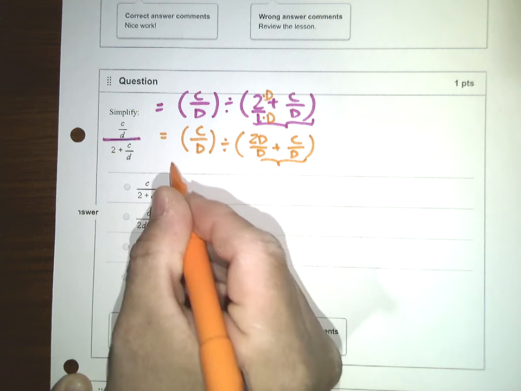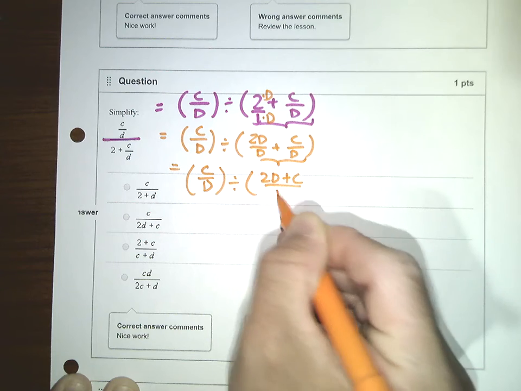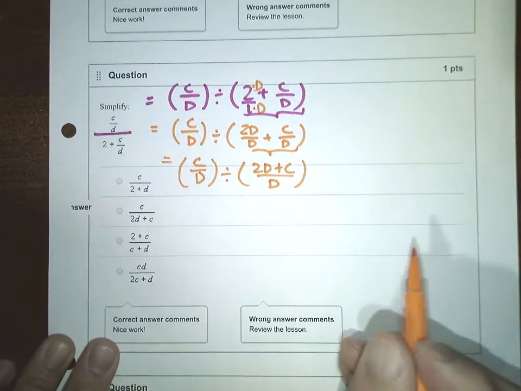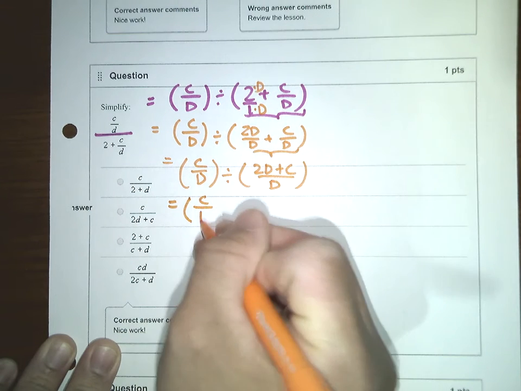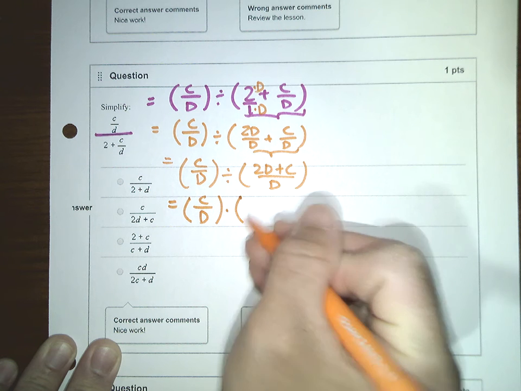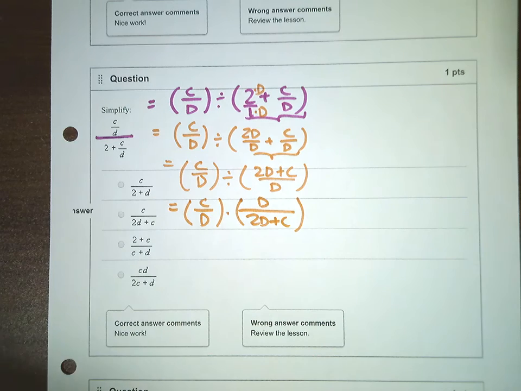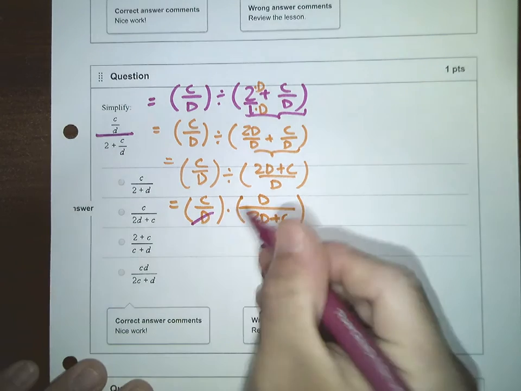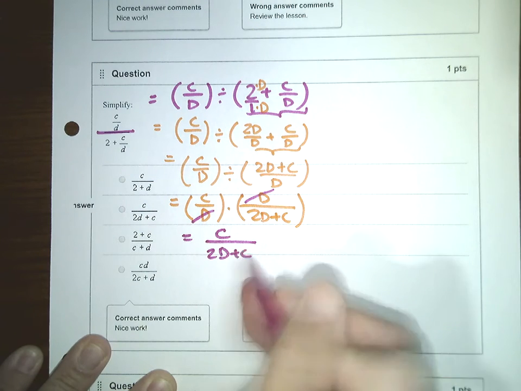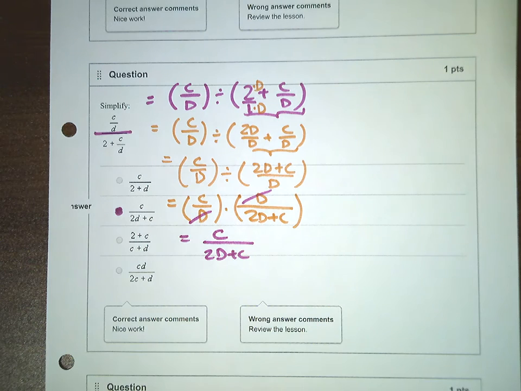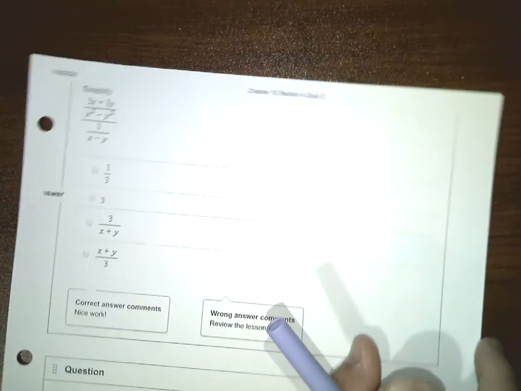Then I do the adding, so that will be c over d divided by (2d plus c) over d. And then I multiply by the reciprocal here. So I have c over d times, all right, so what will this be? This will be d over (2d plus c). Then I divide out the common factor here of d. So I'm left with c over (2d plus c). So there is my choice right here. All right, so let's try another example today. So here we go.